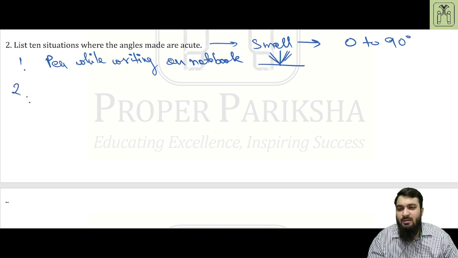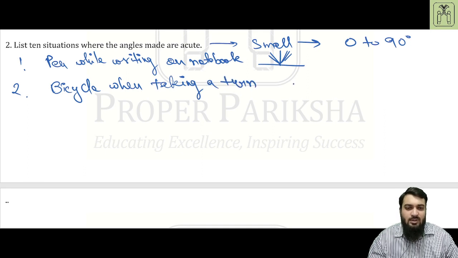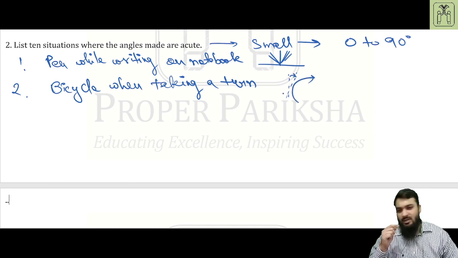The second example, which can be a realistic example, is a bicycle when taking a turn. As you know, a bicycle, when it needs to be turned right or left, I'm not talking about the bicycle used by learning babies which have four tires. I'm not talking about that. I'm talking about bicycles which have two tires. Okay, so when it is to be turned on the right side, it is somewhat tilted on the right side like this, and then it is turned. Okay, so these are some of the examples.